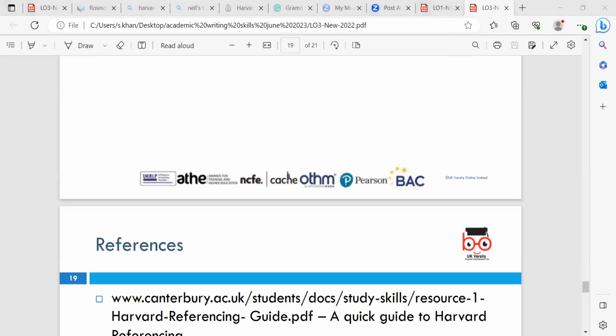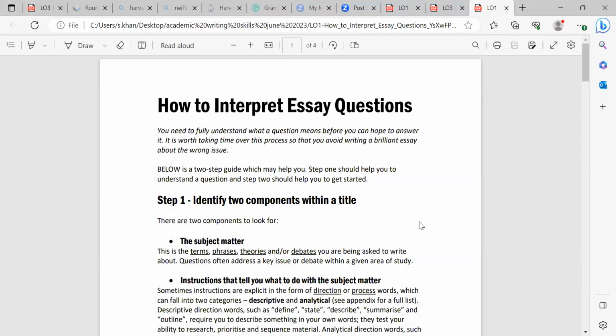Then we've got another element of it, the assignment bit. Let me just have a look. So this is how to interpret, can you see this? How to interpret essay questions? Yes, I can see that. Okay. So you need to fully understand what a question means before you can hope to answer it. It's worth taking time over this process so that you don't end up writing a brilliant essay about the wrong issue. Below is a two-step guide which will help you. Step 1 should help you understand the question, and step 2 will help you get started.